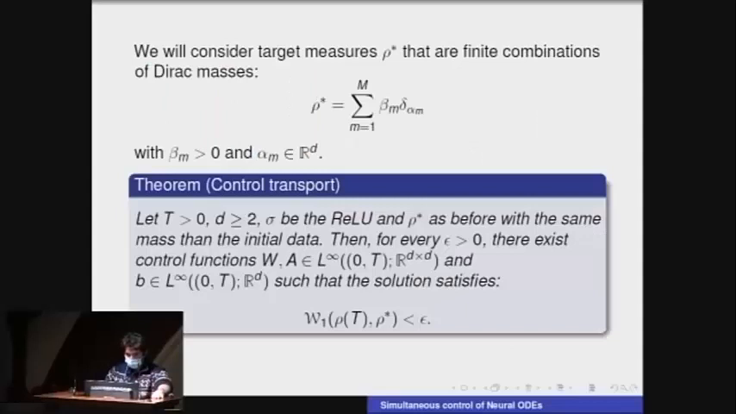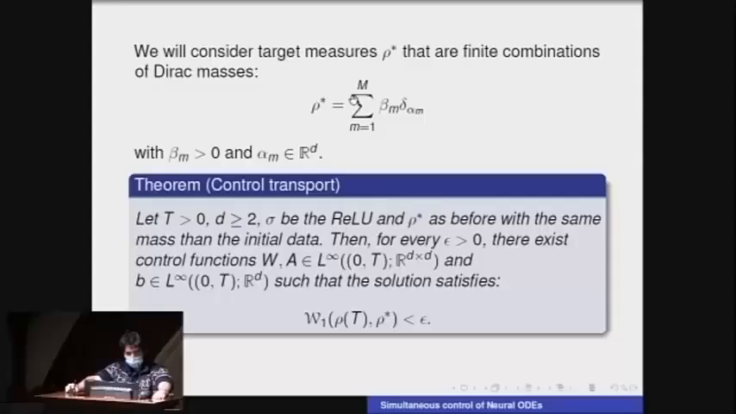So the result is the following. If we set a target, which is a measure, which is a combination of Diracs located in different places in the Euclidean space with beta m, which is the weight that has to be positive. So the first thing is also we are working with the continuity equation, so the mass is preserved. So it means that the mass of the target data and the mass of the initial data should be the same. So then in that context, we can have approximate controllability with respect to the Wasserstein distance.